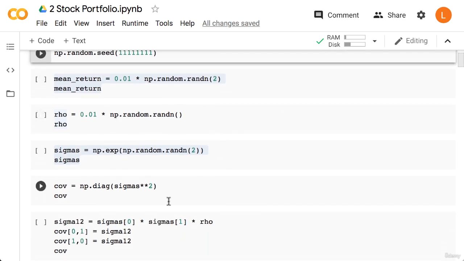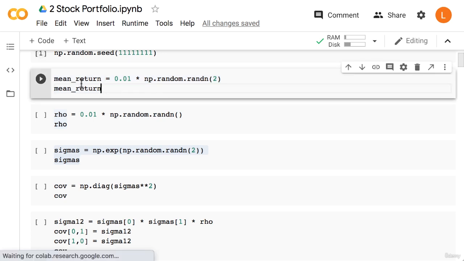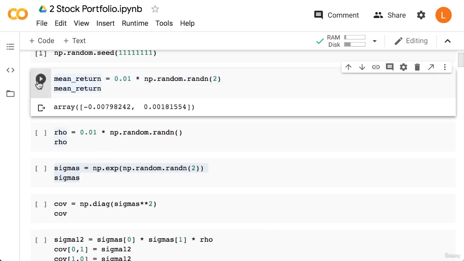Okay, so next, we're going to create some parameters for a synthetic two-stock portfolio. We'll start by generating the expected returns. We'll draw these from a normal distribution with mean 0 and standard deviation 0.01. Next, we'll generate some random correlation between the two stocks. We'll draw these from a normal distribution with mean 0 and standard deviation 0.01 as well.